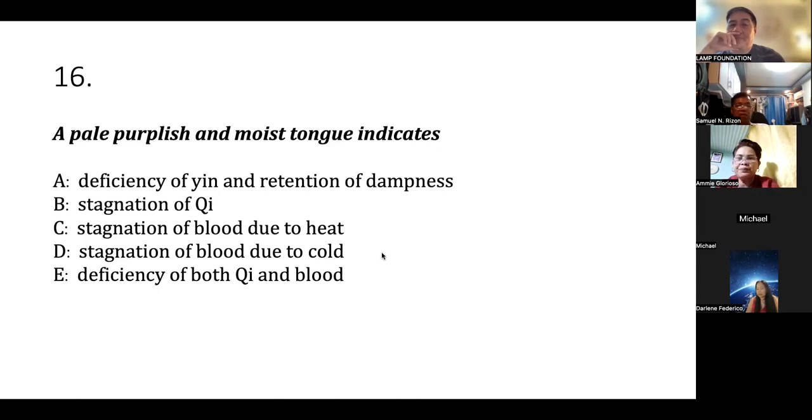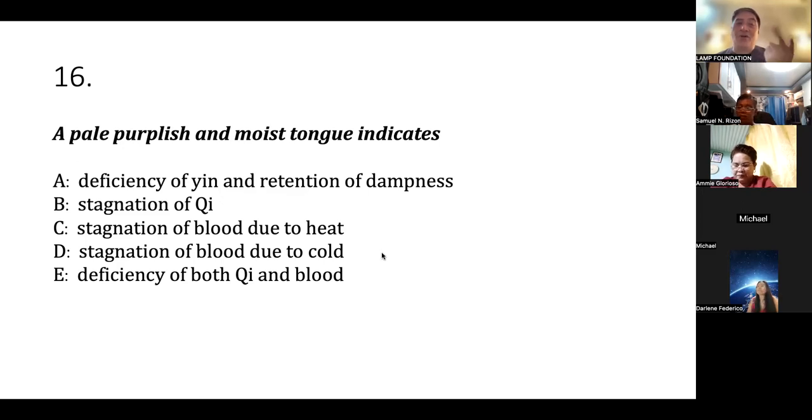The pale purplish and moist tongue indicates: A. Deficiency of yin and retention of dampness, B. Stagnation of qi, C. Stagnation of blood due to heat, D. Stagnation of blood due to cold, and E. Deficiency of both qi and blood. May moist tongue. So letter D, Doc, stagnation of blood due to cold.